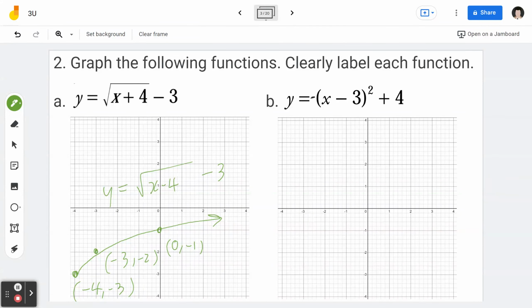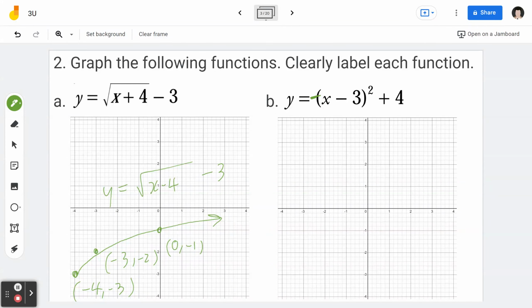2b, y equals negative. So notice I added a negative at the front. Let me just make this more obvious. Open bracket, x minus 3, close bracket squared, plus 4. I would like you to pause the video, try this, and when you're done and you press play again, I'll be here.